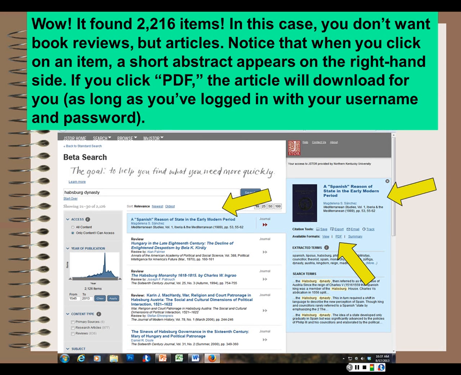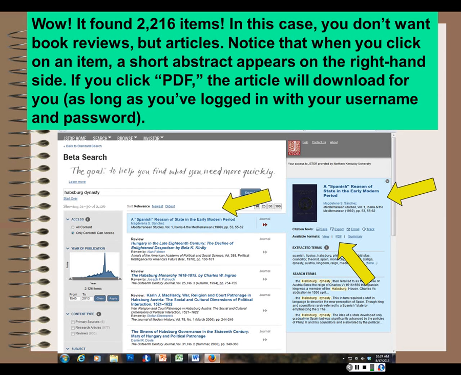And usually when you click on those items, a short abstract appears that tells you what it's all about. So before you go there and read the items, you can say, hey, would this really be good for my paper? And if you say, hey, this looks like something I want to use for my paper, then if you click the PDF, the article will download for you. So you don't have to leave the comfort of your own home or office or wherever you're doing this. You can get it as a PDF article.